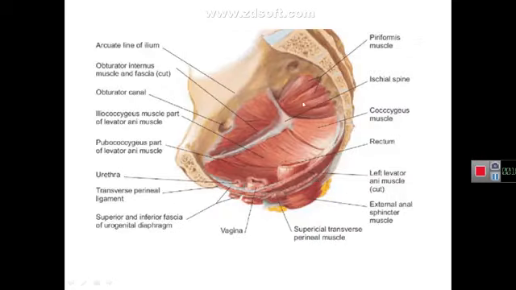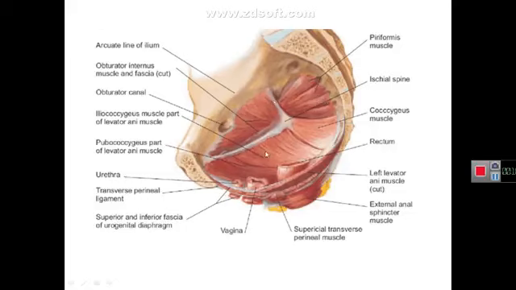Now we will consider the muscles forming the walls of the pelvis. The muscles forming the wall of the pelvis are the obturator internus anterolaterally and the piriformis posterolaterally. Obturator internus is attached to the inner aspect of the obturator membrane and the margin of the obturator foramen, while piriformis is attached to the anterior aspect of the lateral mass of the sacrum. You can see these are the sacral foramina, and piriformis is attached to the front of the sacrum, lateral to the foramina and to the lateral masses.